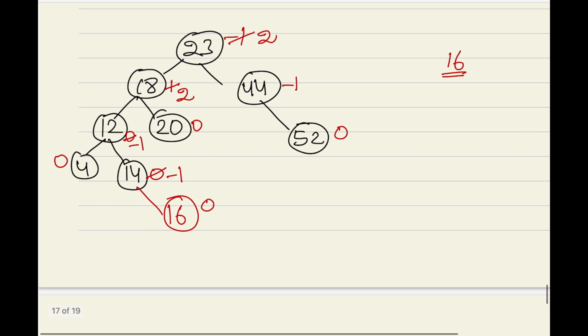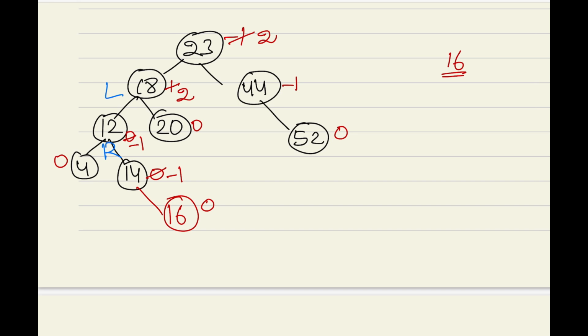Now which one will be the critical node? In the path from the newly inserted node to the root, the first node that does not have the balance factor 0, 1, or -1 will be the critical node. So here node 18 will be the critical node. So move towards the newly inserted node from the critical node. If we move towards 16 from 18, the path is left then right. So here we have to execute LR rotation.